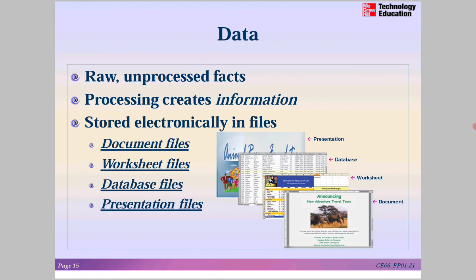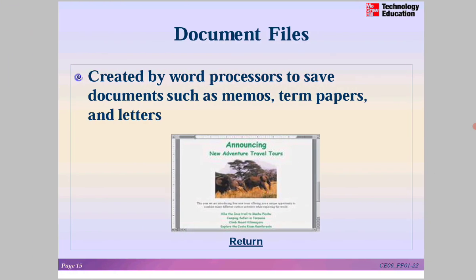So what is data? Data and information. Generally data is some form of information, in the form of raw unprocessed facts. Processing creates information. By using raw data, we process the data and generate some form of information. Generally the data or information is stored in the form of computer files, like document files, MS Word files, worksheets, database files, presentations, like that.